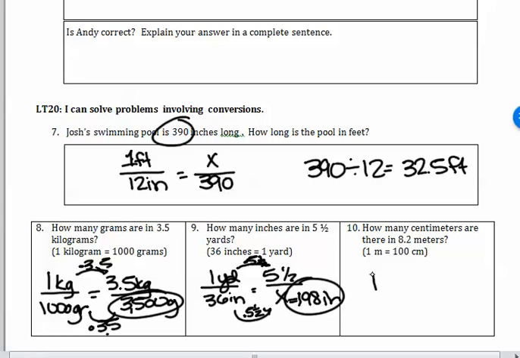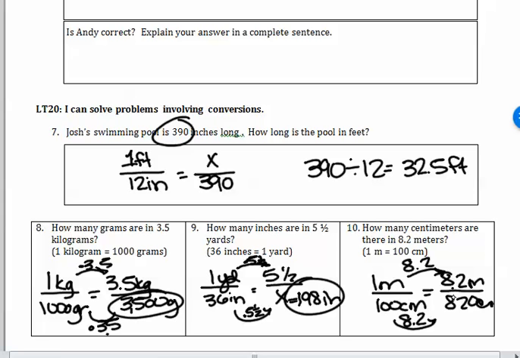Okay, and in the last one, 1 meter equals 100 centimeters. And they have 8 2/10 meters. So multiply by 8.2 or 8 2/10. And when we do that, we get 820 centimeters. All right, and that's your review.